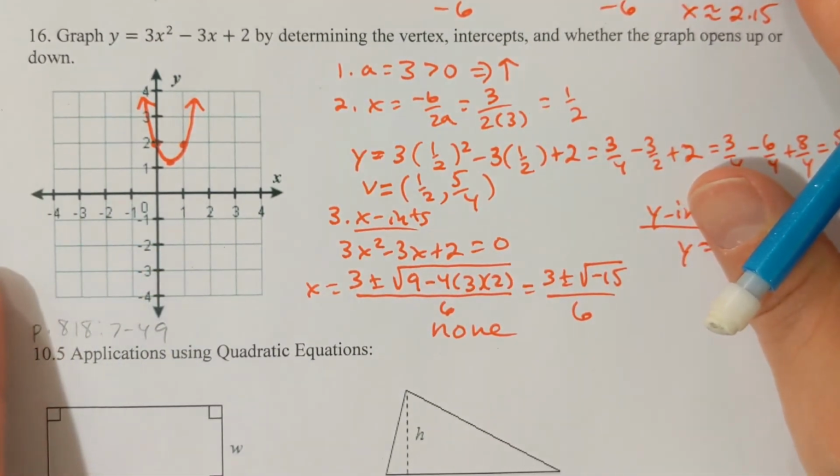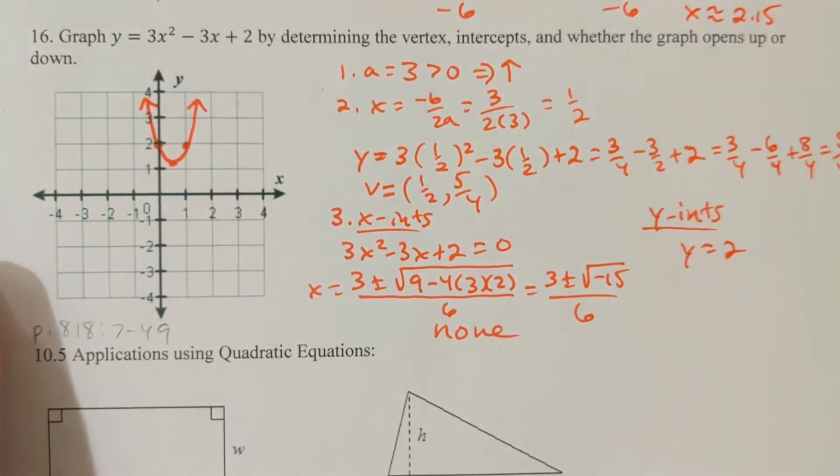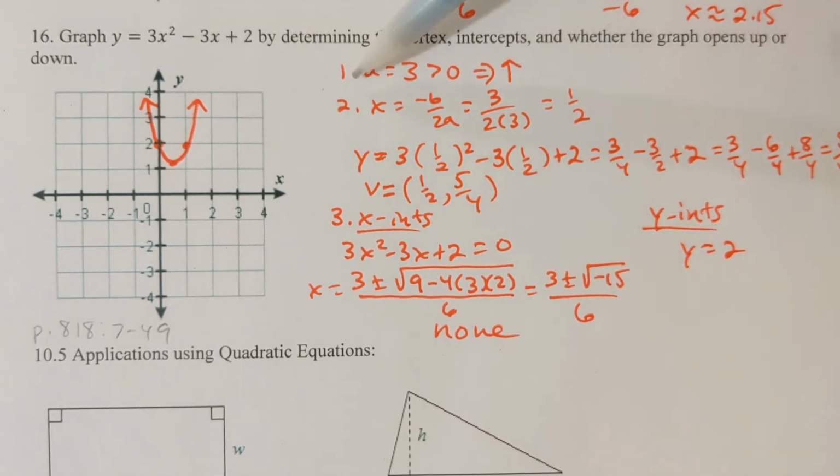Problem 16 is the last one I had in this section. So same deal, graph the parabola. Okay, y equal 3x squared minus 3x plus 2. This parabola would open up. Since a is 3, that's a positive number, it opens up.